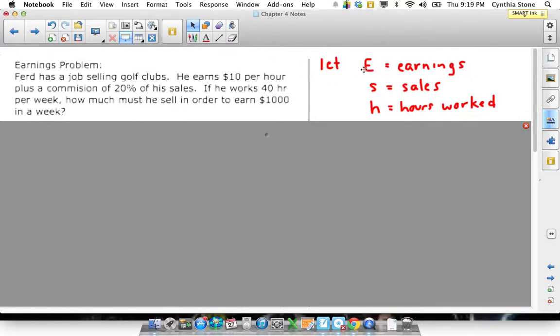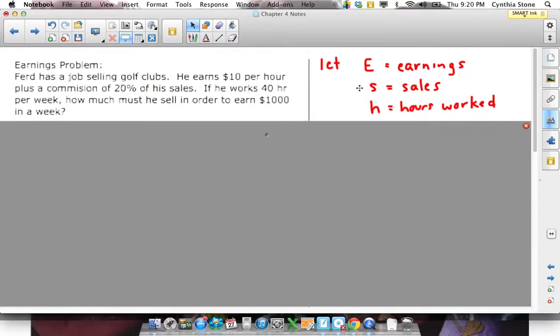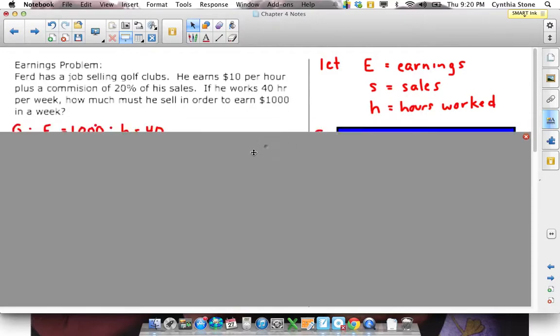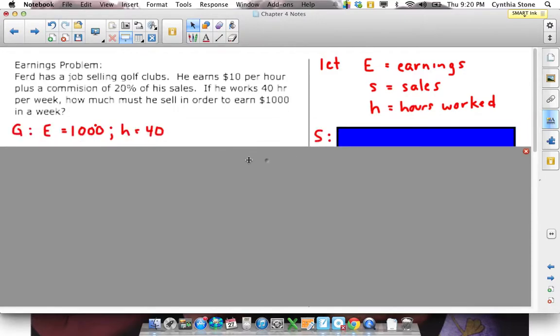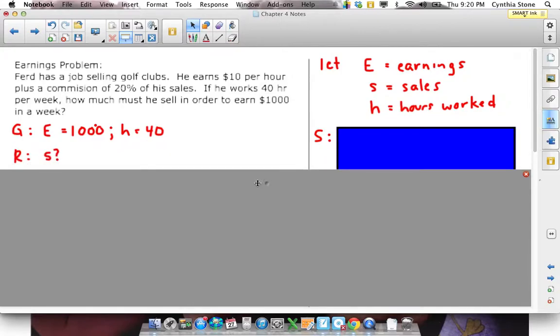E is his earnings, and that's where his goal is to get 1,000. S is how much he has to sell at the cash register. And H is his number of hours worked, and that's going to be 40. We know that. So we're going to use GRASP here, where we say, okay, his earnings is 1,000 and his hours worked is 40, and we need to figure out S.